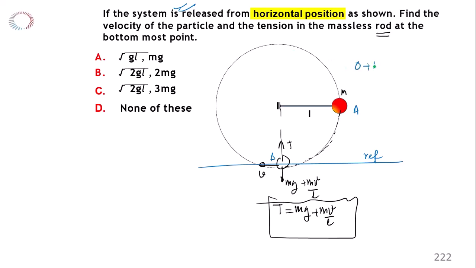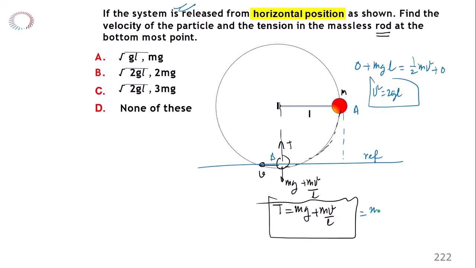So potential energy is equal to simply mgL. Why? Because this side is L. So that should be equal to kinetic energy at point B, that is half mv square, plus potential energy, that is 0. So ultimately I am getting v square equals 2gL. So put it over here, so v square by L is 2g.